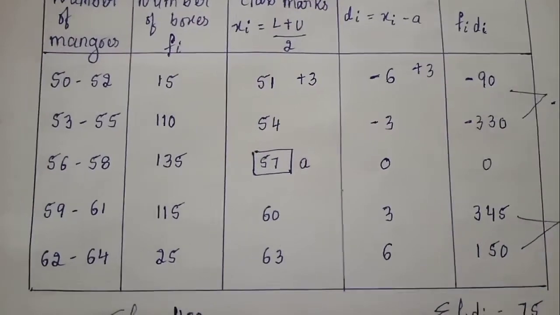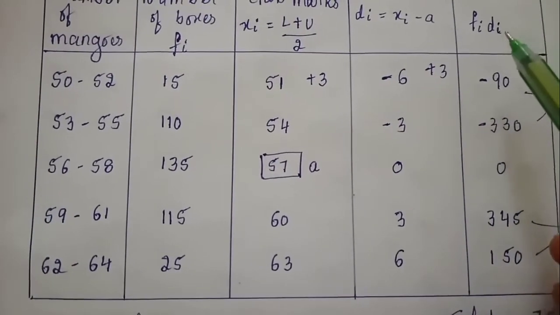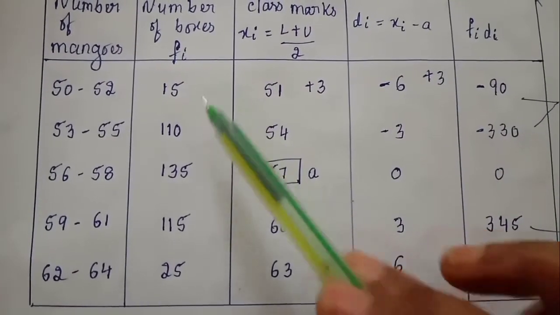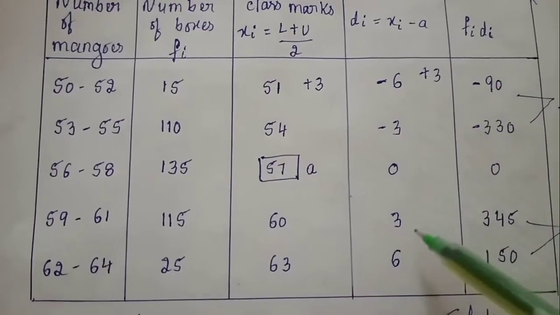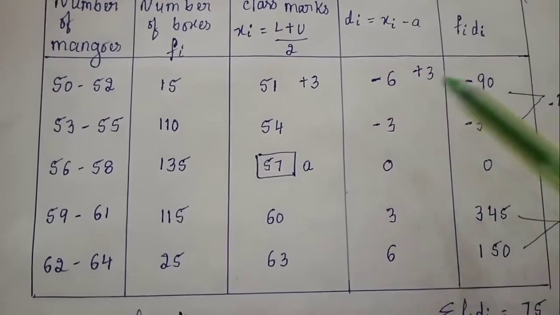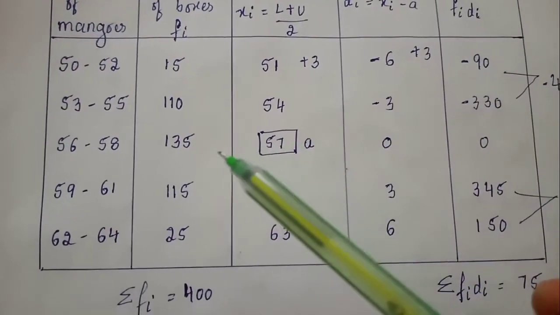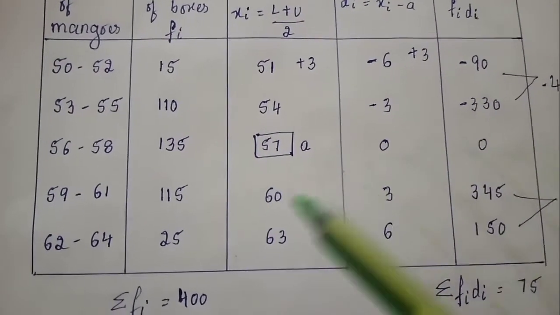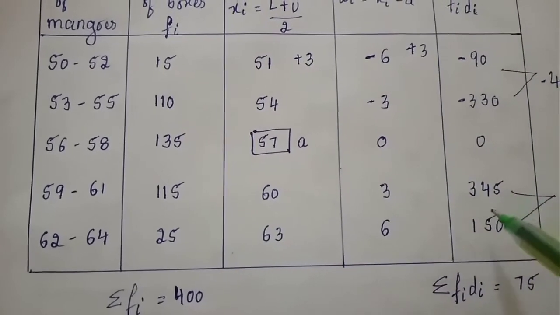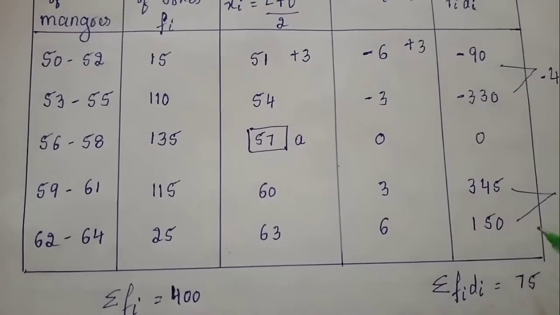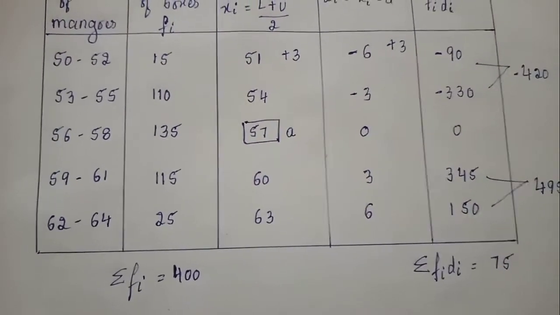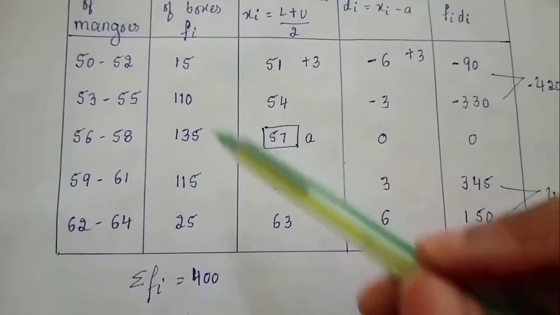And the last column of this is Fi di. So multiply this Fi column with di. So we got 15 into minus 6, minus 90. 110 into minus 3, minus 330. 135 into 0, 0. 115 into 3, 345. 25 into 6, 150.